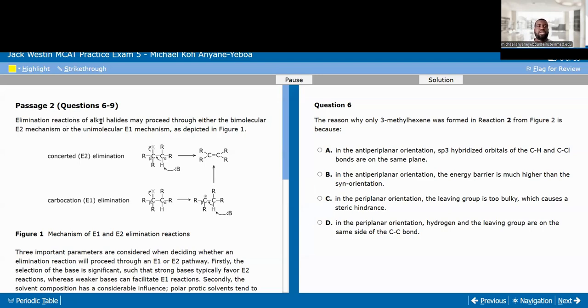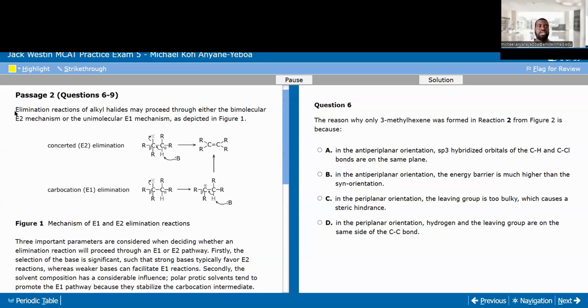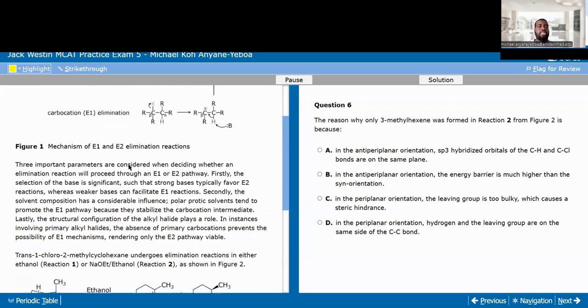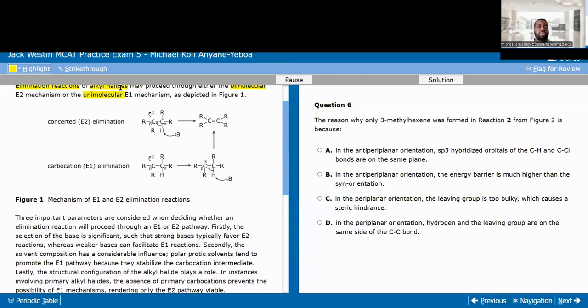Elimination reactions of alkyl halides may proceed through either the bimolecular E2 mechanism or the unimolecular E1 mechanism as depicted in this figure. So you can go through two pathways. That's what they're saying, and this is talking about elimination reactions of alkyl halides. Again, you don't want to highlight more than four things in a sentence. So these are the two reactions: bimolecular and unimolecular.